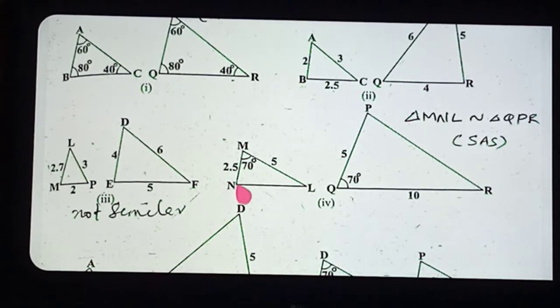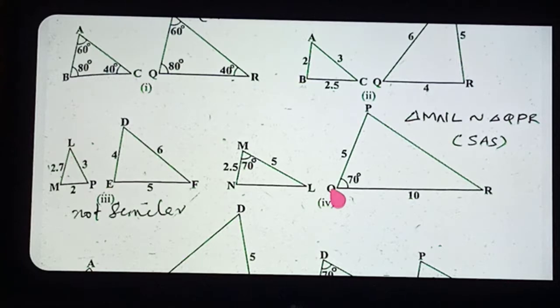Okay. And now here you can see two sides are given. See here, one angle is included. So very surely you can say we can apply SAS only. And here also this side and this side are given, and the included angle is given. Okay. So we can see which sides are in the same proportion. You can see here MN by PQ, how much is coming?